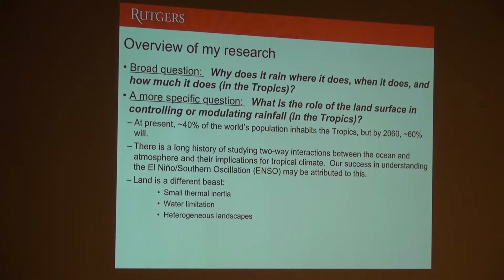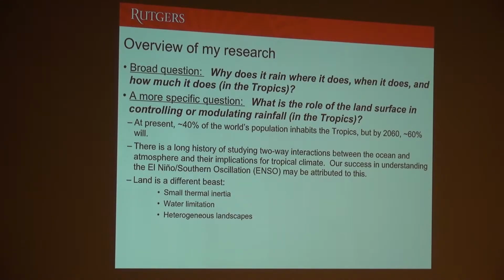Land, on the other hand, is a very different beast from the ocean, let alone from the atmosphere. In contrast to the ocean, the land has a small thermal inertia. One of the reasons why the ocean is so impactful on climate is because it has a tremendous capacity to take up heat energy. The land, by contrast, has very little thermal inertia.